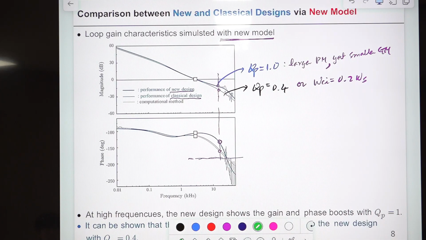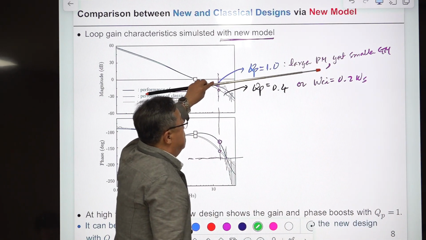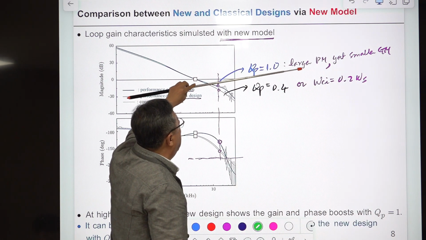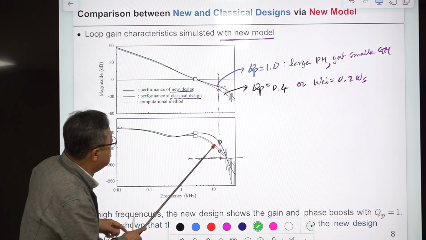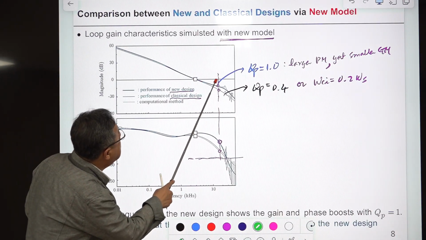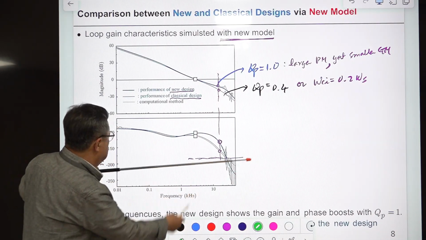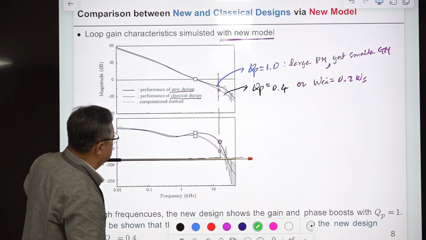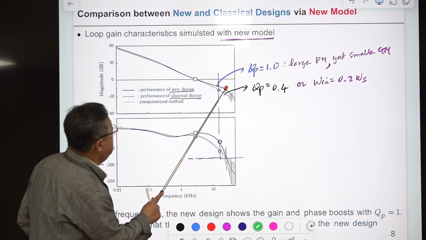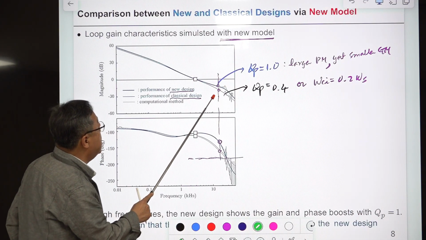All right. But if you take a look at this, with this new design with larger QP of 10, this is the gain, phase margin is large, but because of the peaking, this gain margin is reduced. Okay, gain margin is, this is assumed to be 180 degrees, and the difference between 0 dB and the magnitude at that frequency is the gain margin.